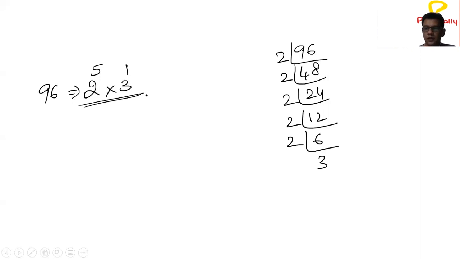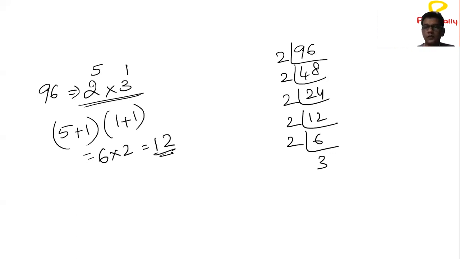Okay. Now, what is the power of 2 here? 5. Add 1 to it. What is the power of 3 here? 1. Add 1 to it. What is the value you get? 6 into 2. What is this? 12. That is the total number of factors of 96.